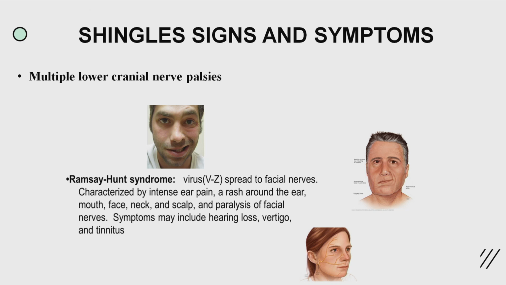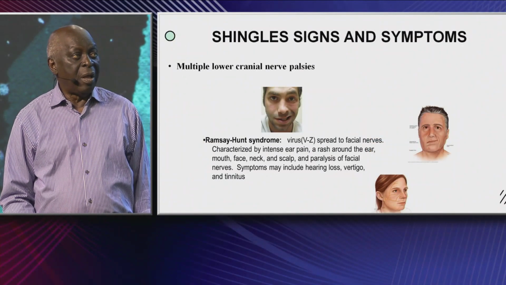And you can see the face of the lady at the bottom. You can see all the facial nerves affected, characterized by very intense ear pain, a rash around the mouth, face, neck, and scalp, and paralysis of the facial nerve. Symptoms may include hearing loss, vertigo, which is when you are in bed and your room is circulating around you, and tinnitus, sound in the inner ear. This can all be as a result of shingles, especially if you had chicken pox as a baby.